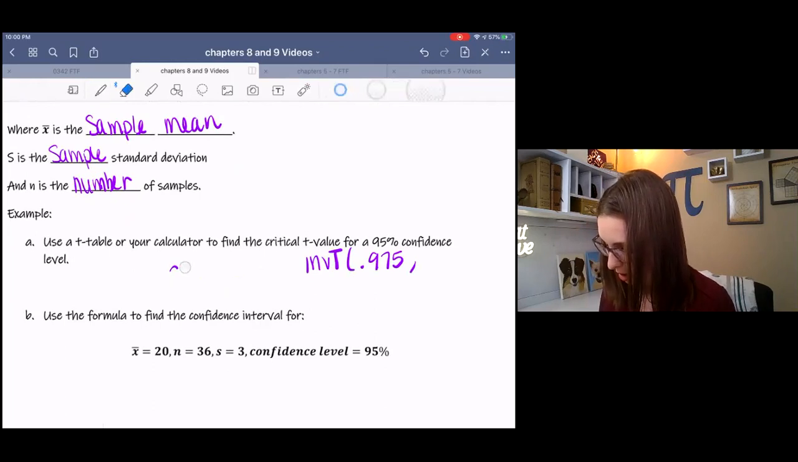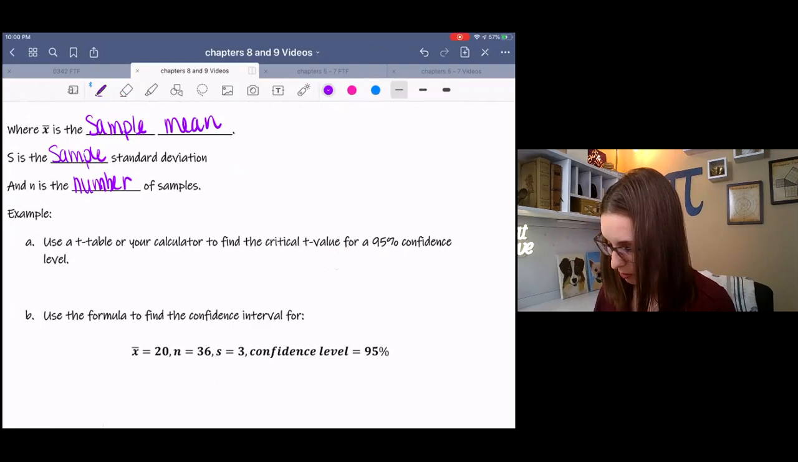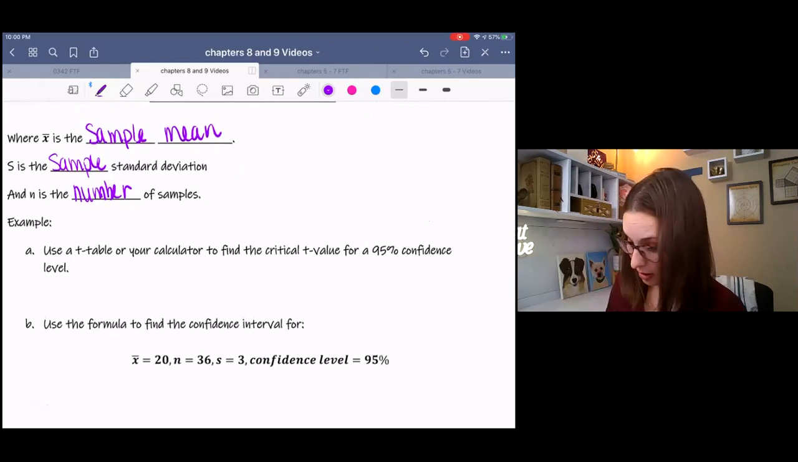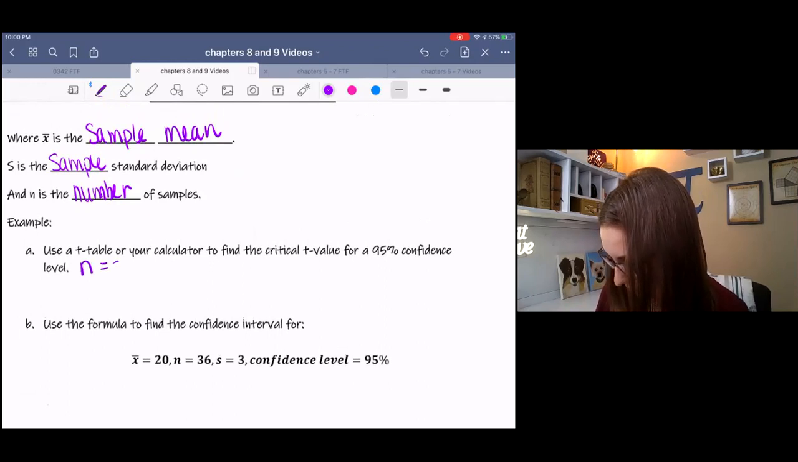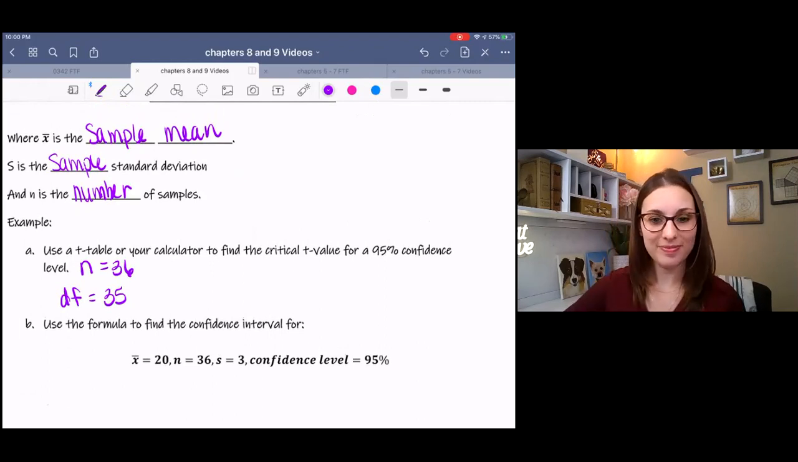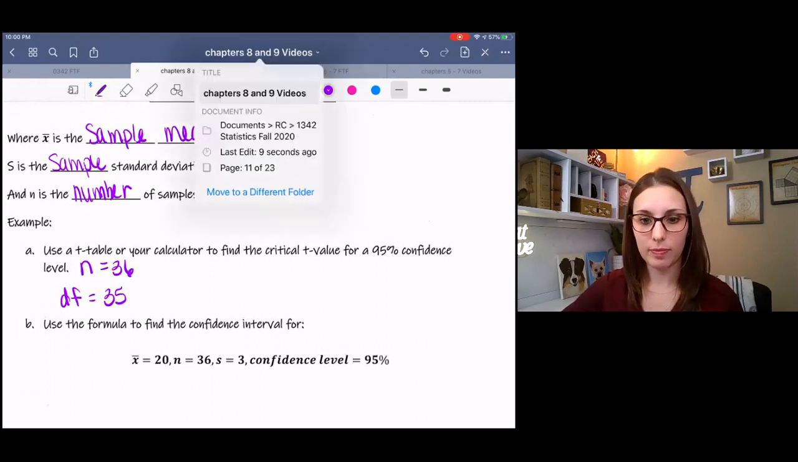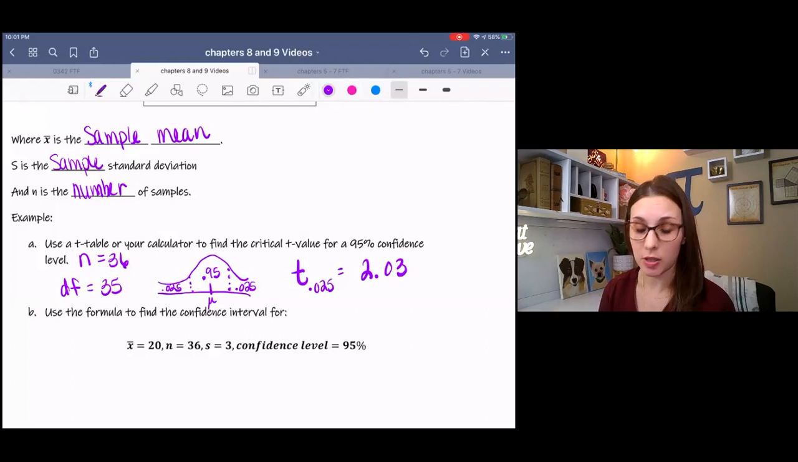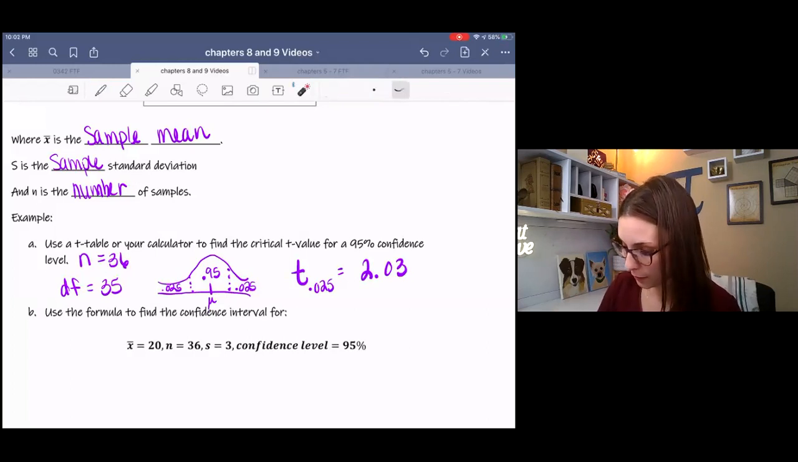So, I'm sorry. I was assuming it was the previous problem, but it's not. We're using this problem here, and the sample size is 36. So that's my bad. N equals 36. So degrees of freedom is 35. And now use your t-table or your calculator to find the t value. You try. I got about 2.03. That is based on a left area of 0.975.